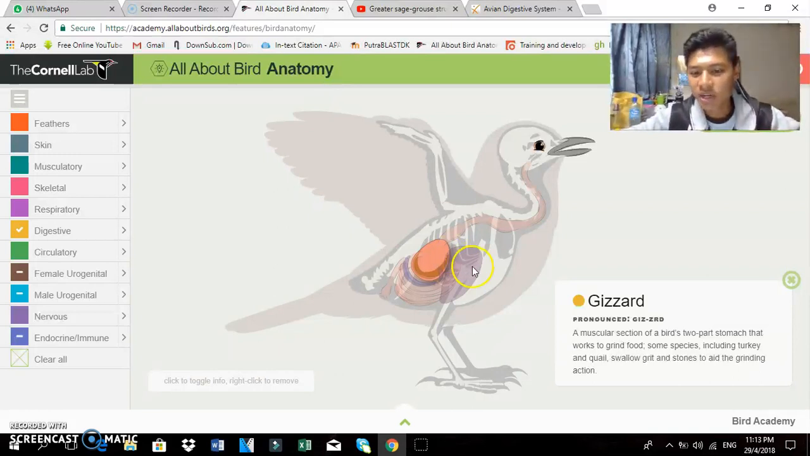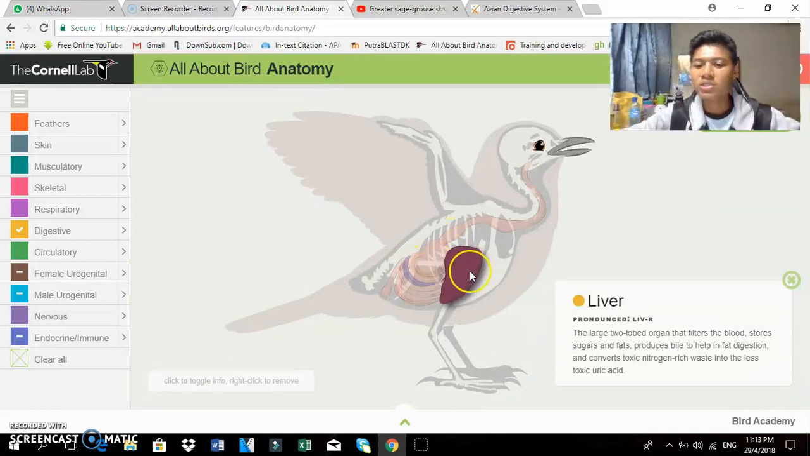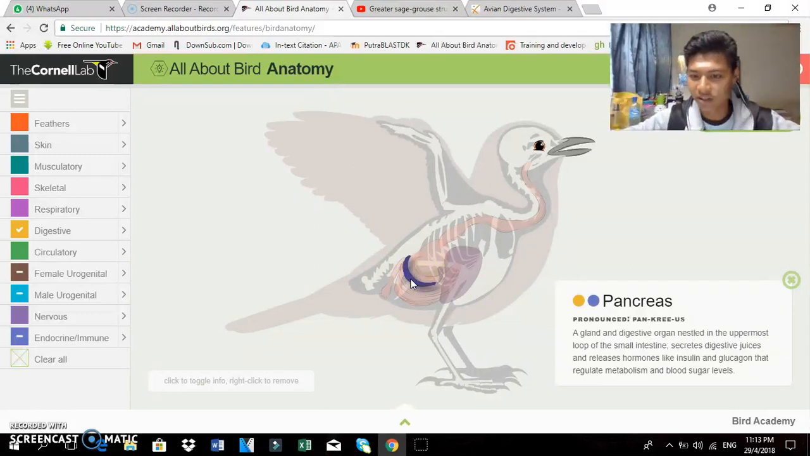Okay, and the next part is the liver. The liver of the bird has a function quite similar to the human. It filters the blood, stores sugars and fats, and also produces bile to help in fat digestion. Okay, and the next part is the pancreas. The pancreas of the birds also has a function similar to the human. It is a gland and also a digestive organ that secretes digestive juices and releases hormones like insulin and glucagon.